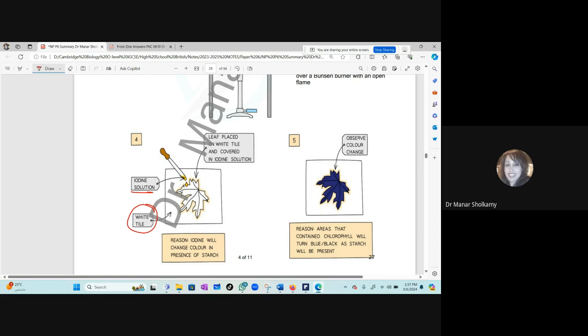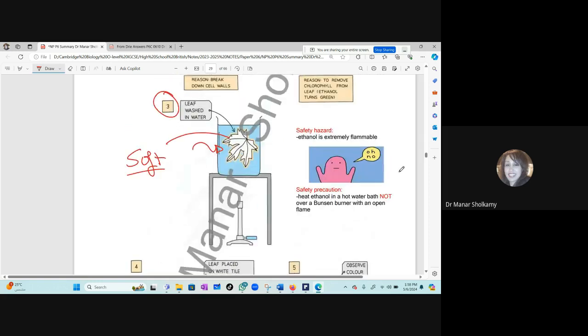I hope it's clear. Is anyone confused? Can you tell me? Repeat the last step? The last step. This step, when I will put it in water to soften the leaf.